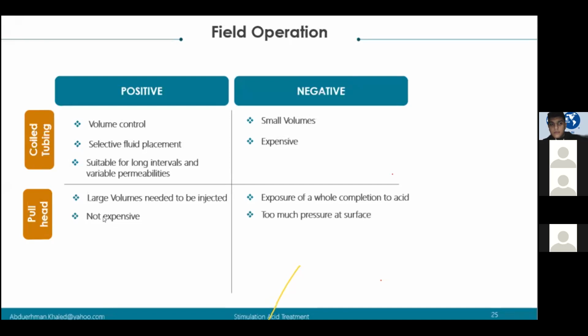For the bullhead, the advantage is that large volumes can be injected. The bullhead is a very good technique, and it's not really expensive. But the main disadvantage of the bullhead is exposure of the whole completion to the acid. Even though you are using a corrosion inhibitor, sometimes it doesn't work properly, and there is too much pressure at surface. So these are the main pros and cons for the operation.